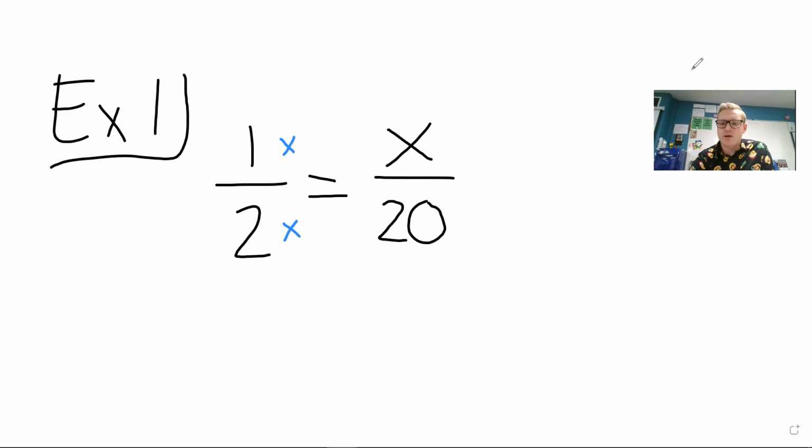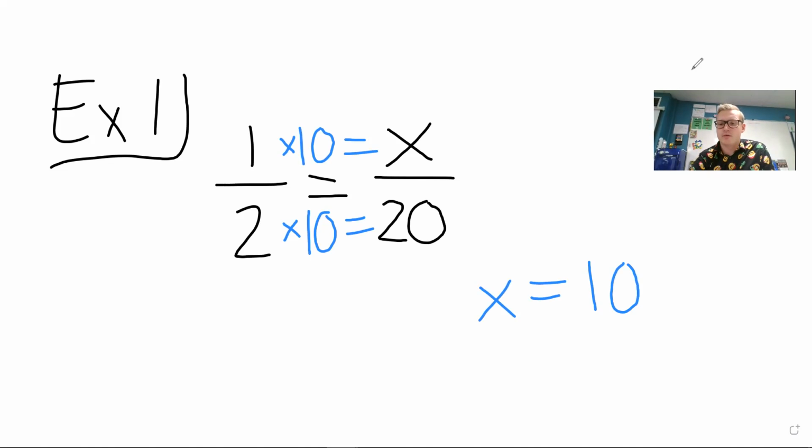So I need to multiply both 2 and 1 by a number. What I'm going to look at is that 2 and that 20 there in the denominator, that bottom number. What number do I need to multiply 2 by to get 20? I need to multiply 2 times 10, and that's going to give me 20. So if I multiply the bottom number by 10, that means I also need to multiply the top number by 10. And then what is 1 times 10? My x is going to equal 10. X would equal 10 in this example.